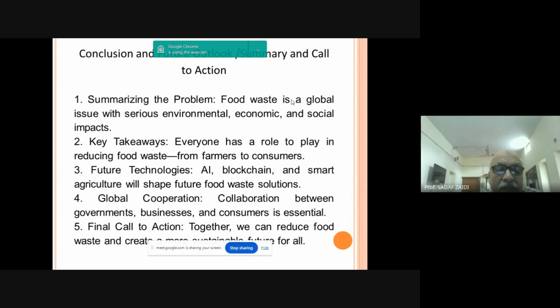Then global cooperation is very necessary between governments, businesses, consumers, so as to find ways and means to overcome this problem. And then I think together we can reduce food waste and create a more sustainable future for all.